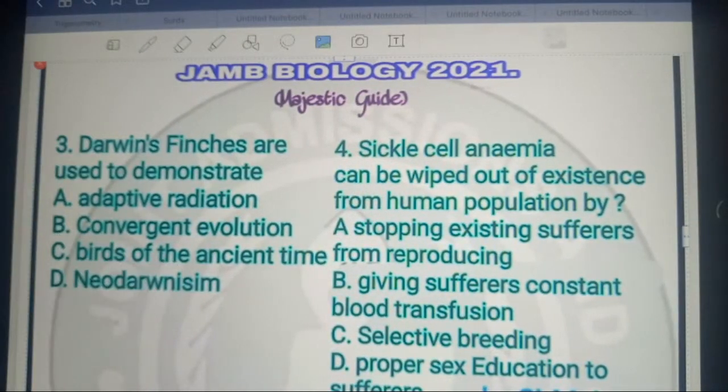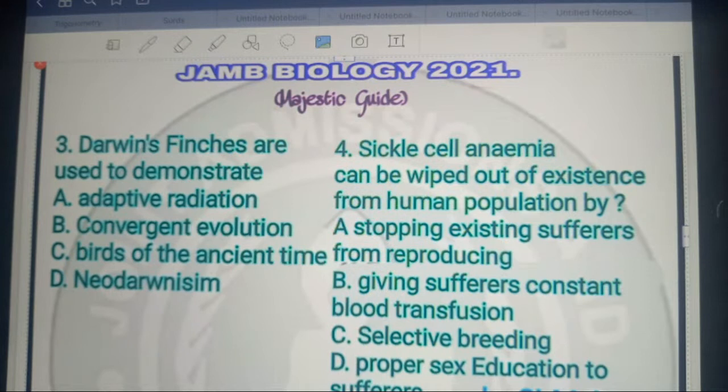Question number 4 says, sickle cell anemia can be wiped out of existence from the human population by A. stopping existing sufferers from reproducing, B. giving sufferers constant blood transfusion, C. selective breeding, then D. proper sex education. So looking at this question, simple. How do we stop sickle cell anemia?